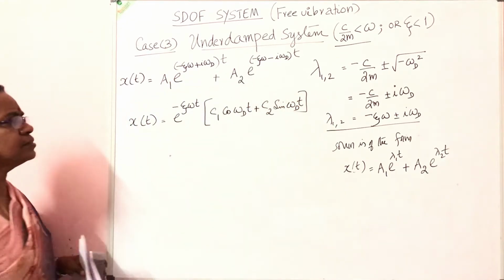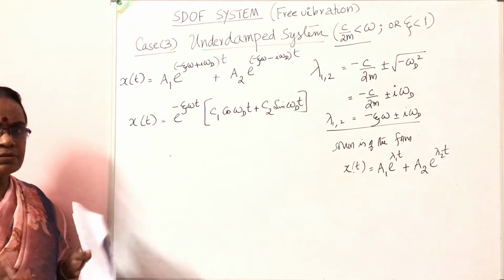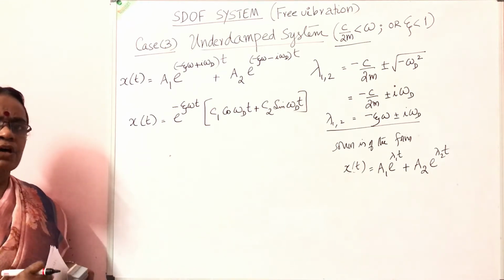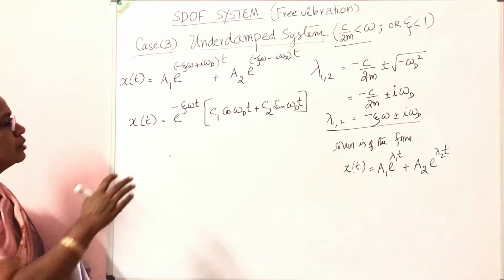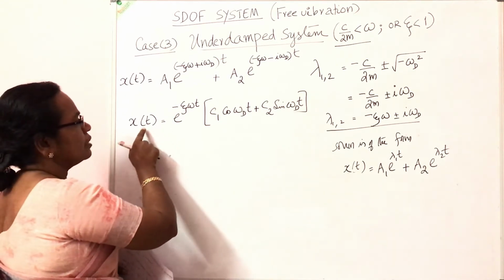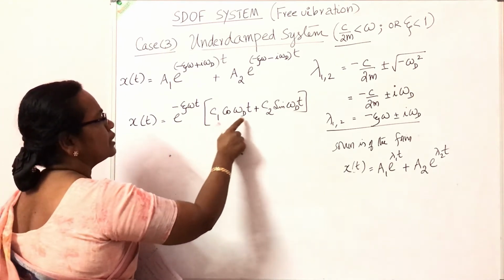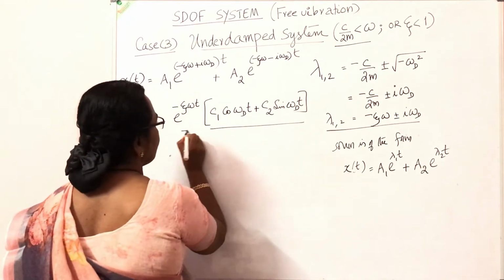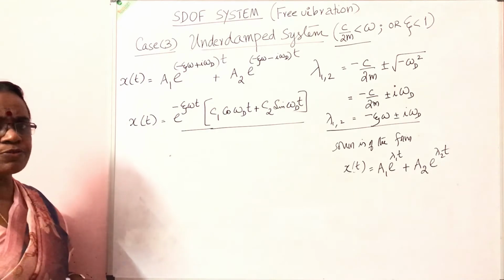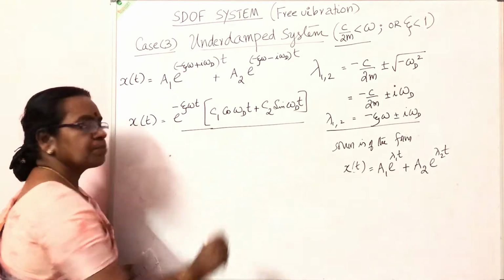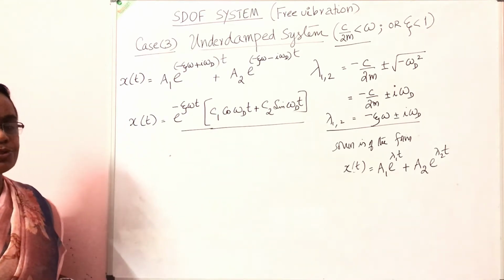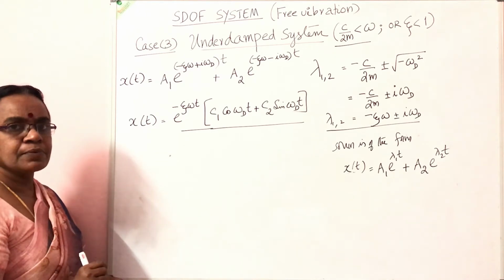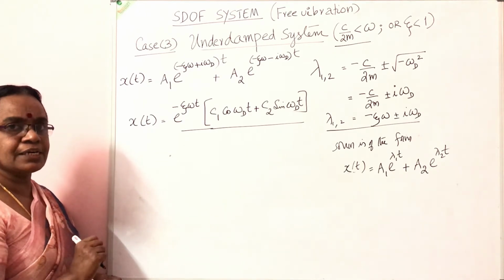Expanding the terms and clubbing similar terms, all these steps I am avoiding here. The final step you will get is x is equal to e raised to minus ξωt into (c1 cos ωdt plus c2 sin ωdt). Our aim is to find the values of c1 and c2. The two constants can be evaluated from the initial conditions.